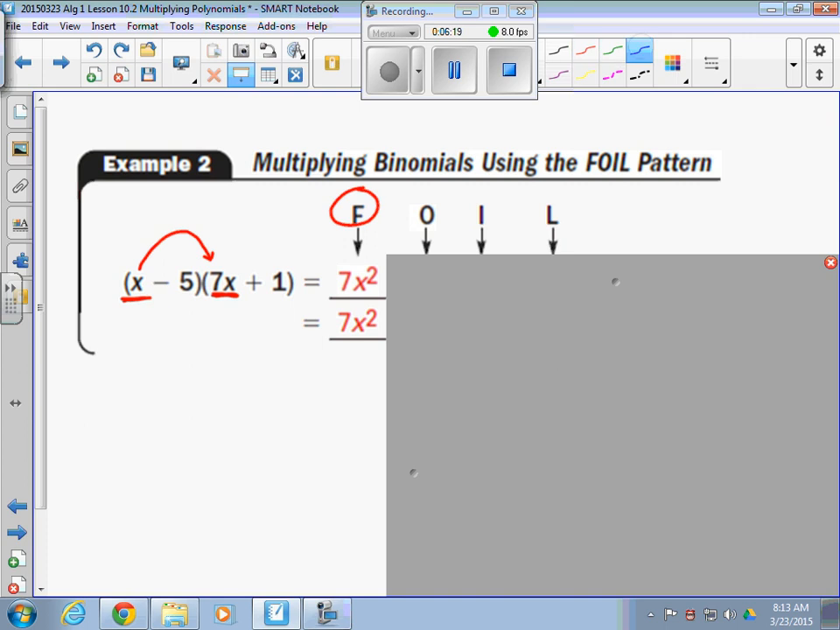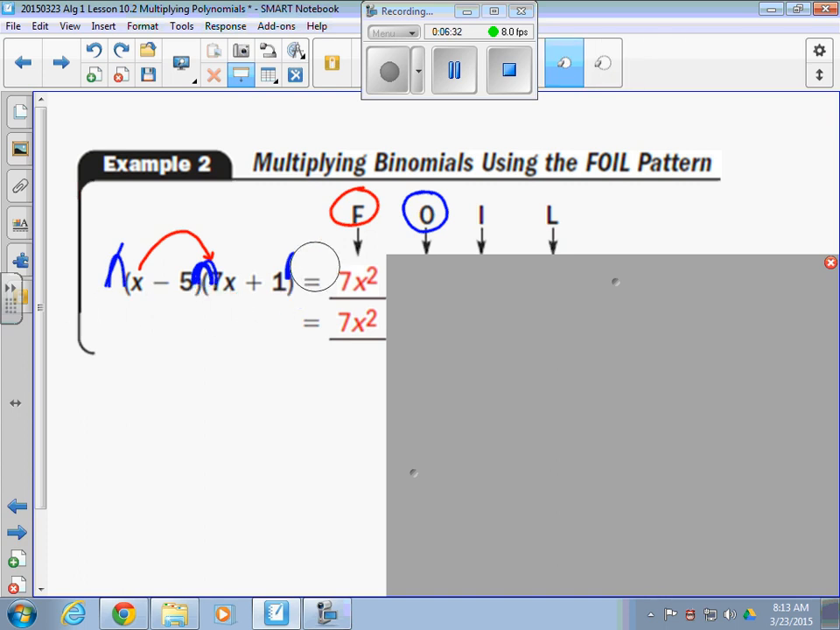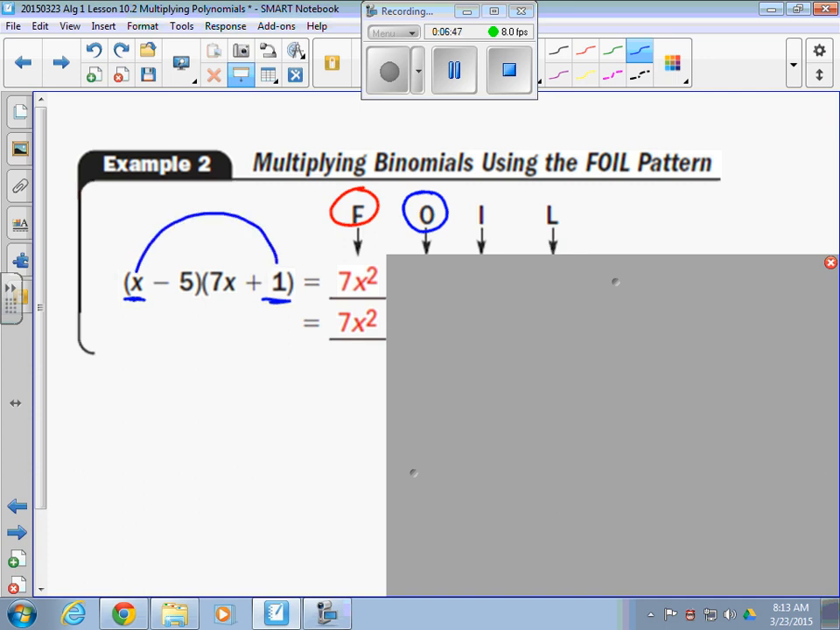The O stands for outer. So think of it from the middle, this is the outside here. From the middle of the two binomials, the O are the outer two. x is on the outer side and 1 is on the outer side. So you multiply x times 1 and you get 1x. Disregard this for a second, everybody. We're not to that yet. So you get 1x.